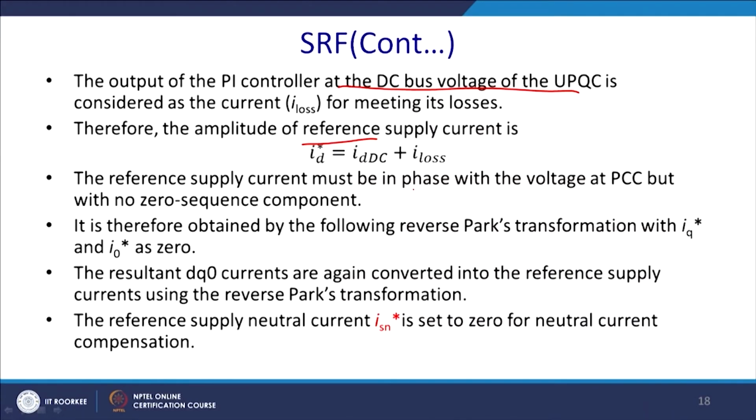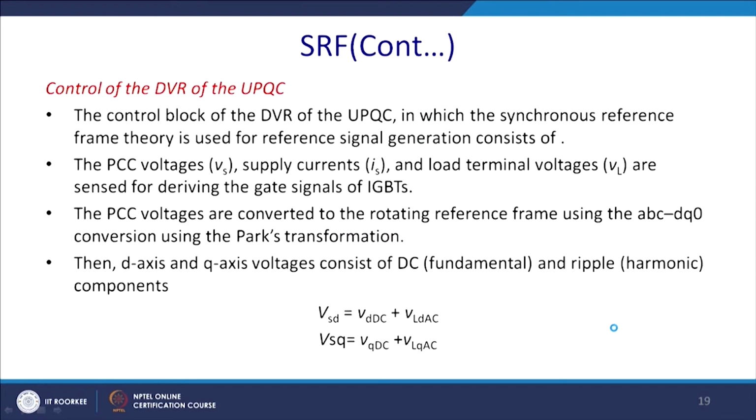The reference supply current must be in phase with the voltage at the PCC with no zero sequence component. Therefore, to obtain the reference currents, we do the reverse Parks transformation with IQ star as 0. These resultant IDQ references are again converted into the reference supply currents using the Parks transformation. The reference supply neutral current ISN is set to 0 for the neutral current compensation. So, same for the DVR.